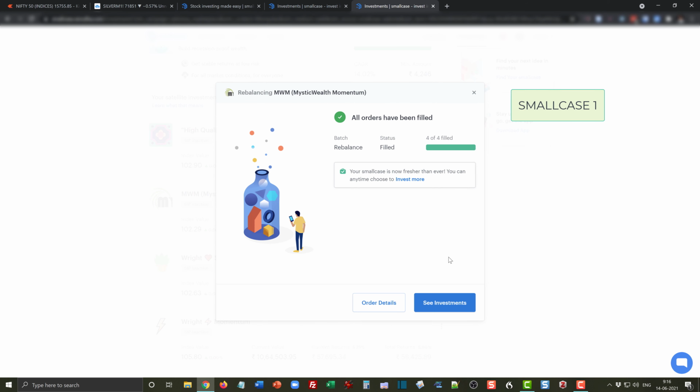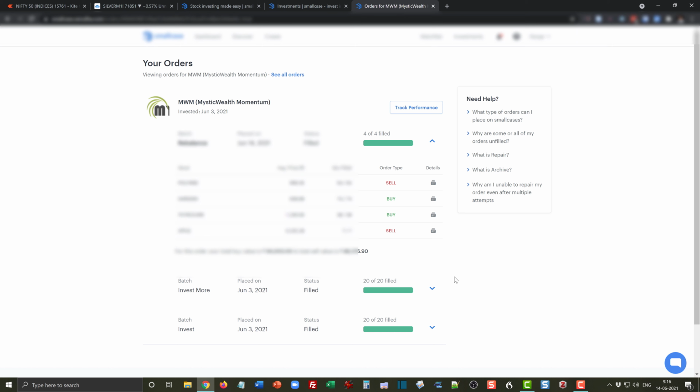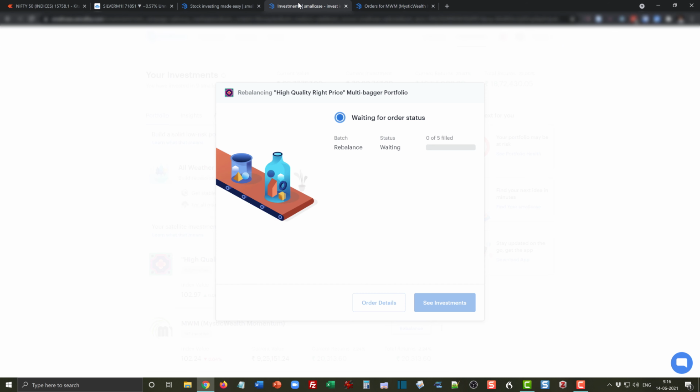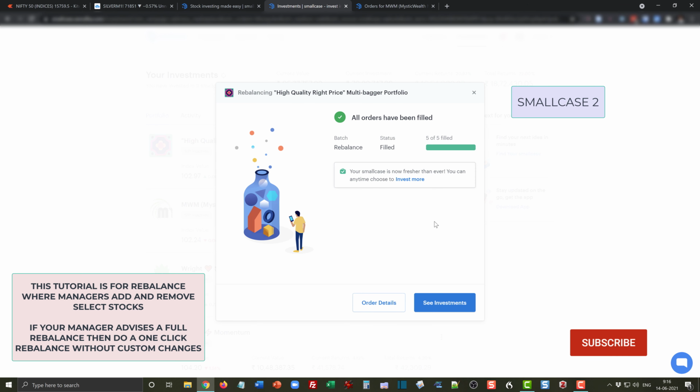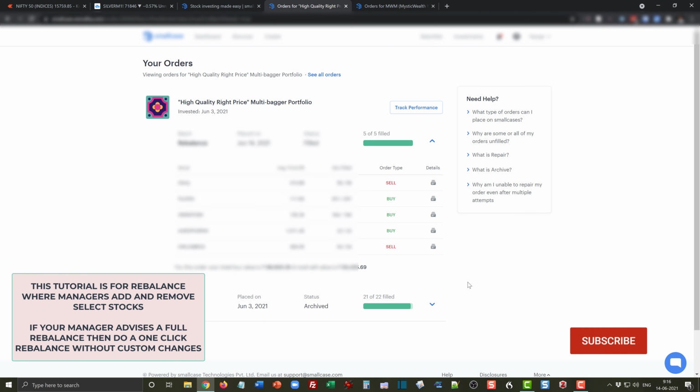Let's go back here. So now you can see here that the orders have been processed, and it shows that all the orders have been fulfilled. We can go and see the order details, and it will show us that the orders have been fulfilled. Similarly here, these orders are still being placed. Sometimes it takes time if it's happening early in the morning when the markets have opened, because there are a lot of orders. And here again you can see all the orders have been fulfilled. We can go and see the order details, and we will know how exactly the orders have been processed.